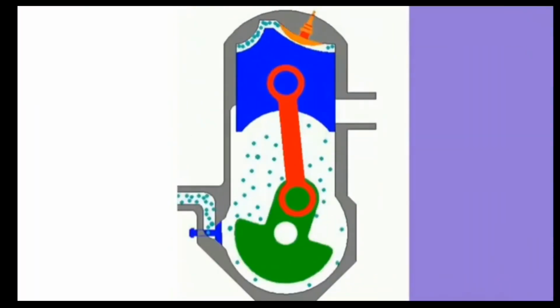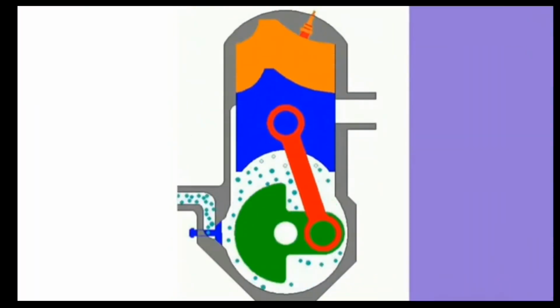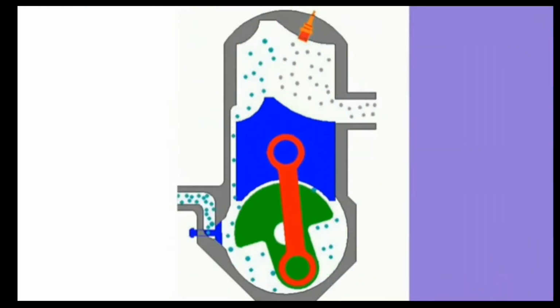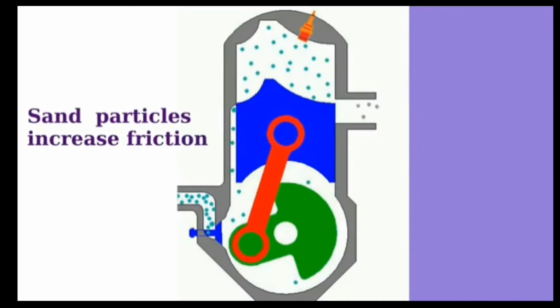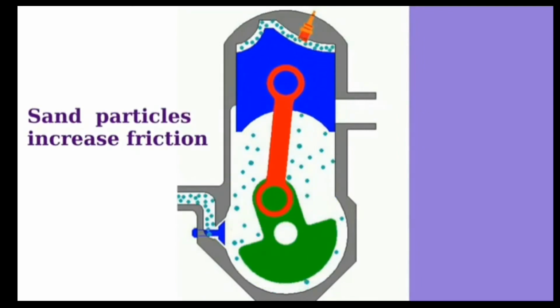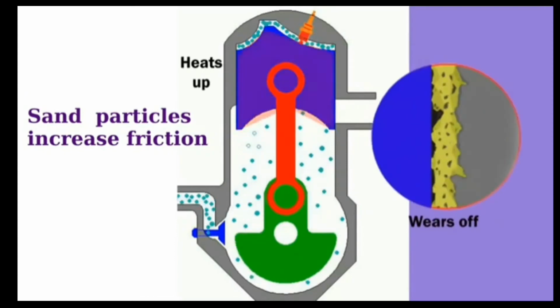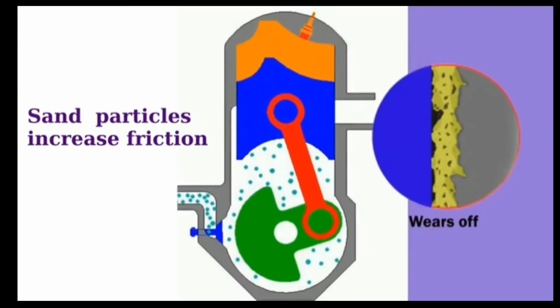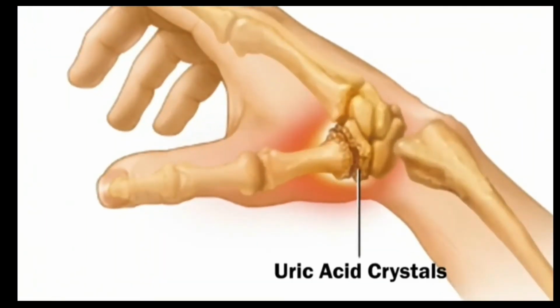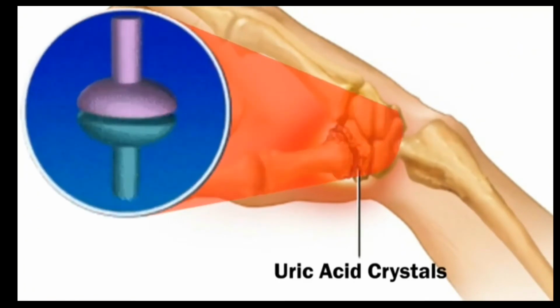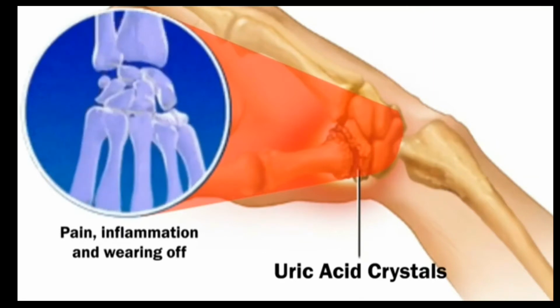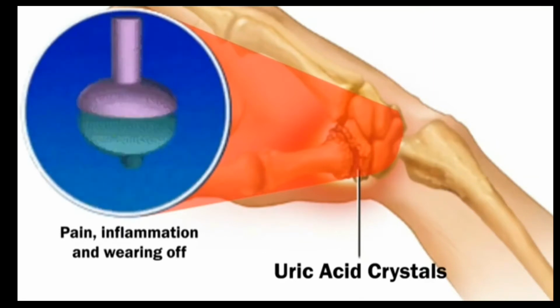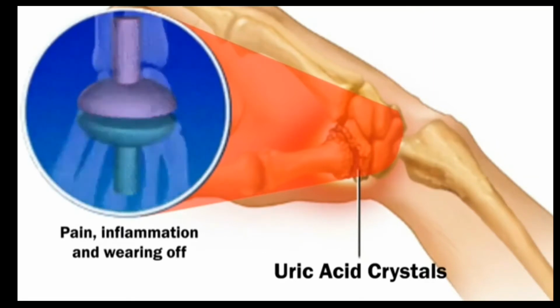You can relate the formation of crystals to throwing sand in an engine. These sand particles increase friction, and the engine parts heat up and start wearing off. Similarly, crystals formed in the synovial cavity cause friction. As bones move, it feels pain, inflammation and wearing off.